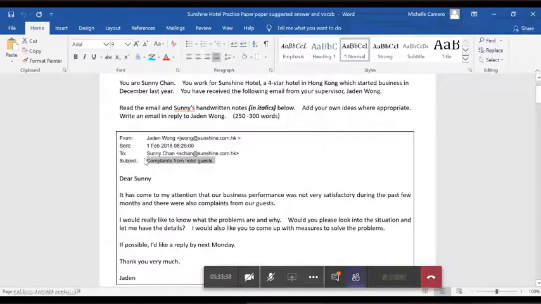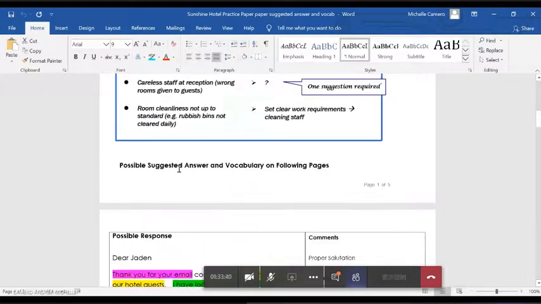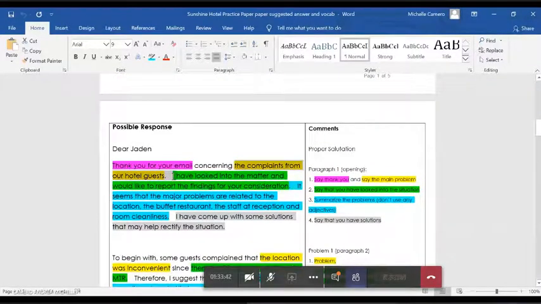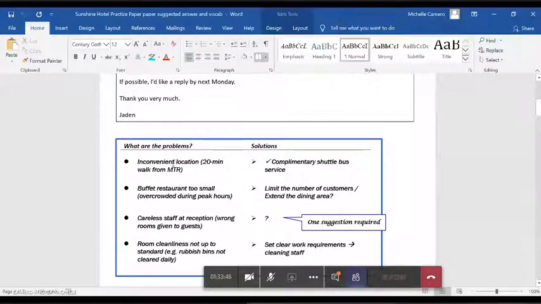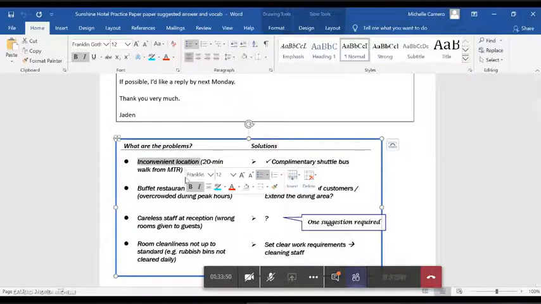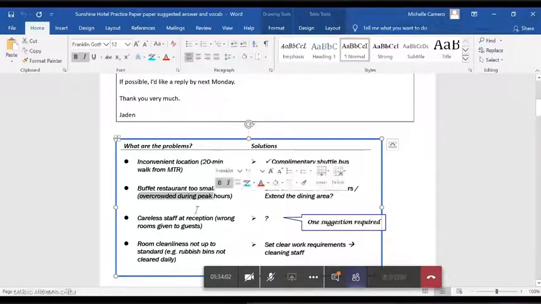The subject line can help you write your opening paragraph, which we can see right here, complaints from our hotel guests. All right, so then here are the problems, and there's more information. So we've got the problem, inconvenient location, more information about that. It's a 20-minute walk from the MTR. How do we fix it? Provide complimentary shuttle bus service. Our problem over here is buffet restaurant is too small. Why? What's more information? Overcrowded during peak hours.